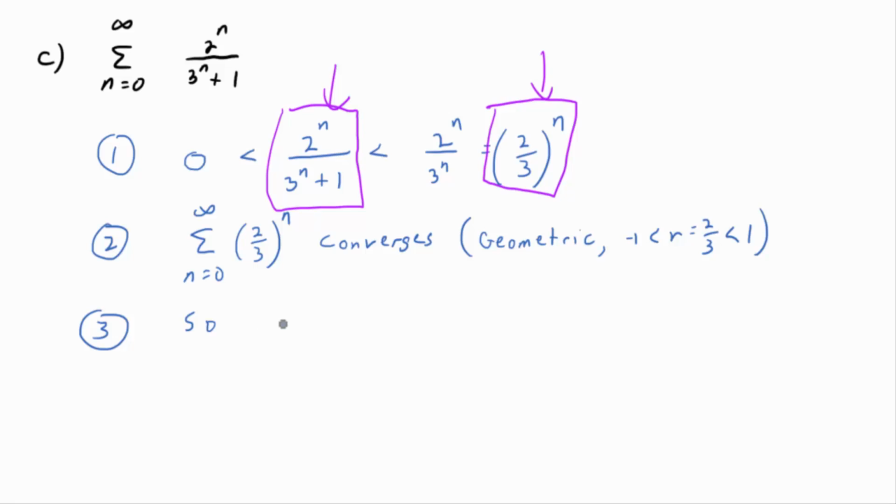So the original series, sum n equals 0 to infinity of 2 to the n over 3 to the n plus 1, converges by the comparison test.